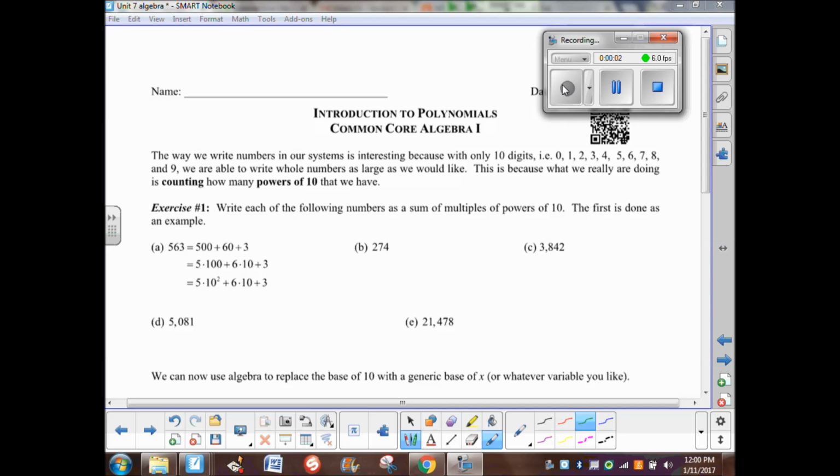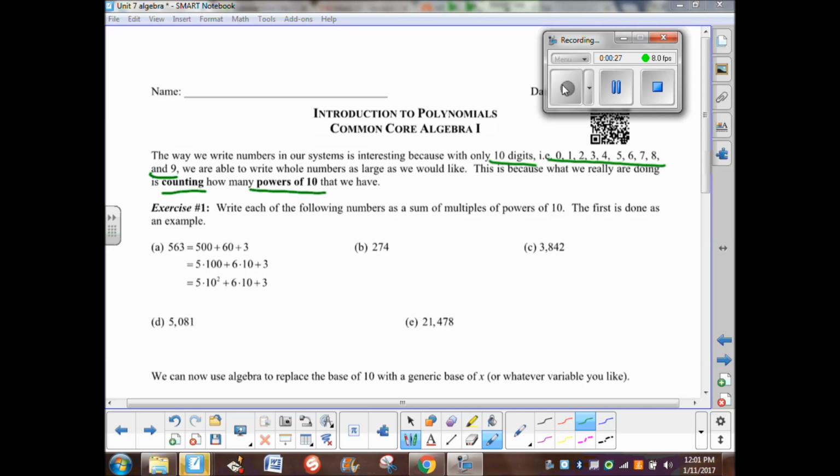Lesson 1, Introduction to Polynomials. The way we write numbers in our system is interesting because we only deal with our 10 digits, our 0 through 9. And we're able to write any number we'd like. This is because what we really are doing is counting how many powers of 10 that we have. Okay, powers of 10, dealing with some exponents here.